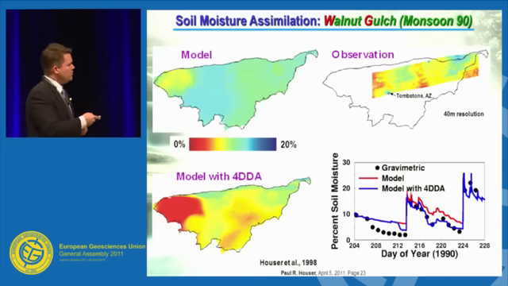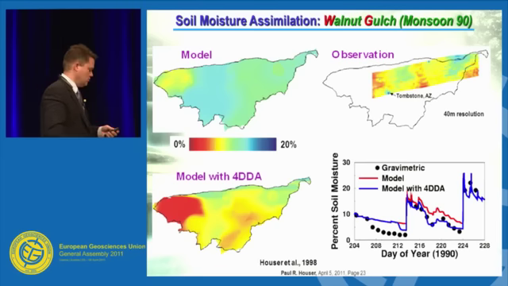But the other thing that can happen is you can actually expand the usefulness of the observations. You can spread them out. So the observation corrects not only the area where we observed, it corrects the entire model domain using statistical correlations.